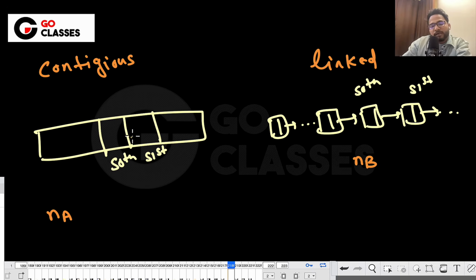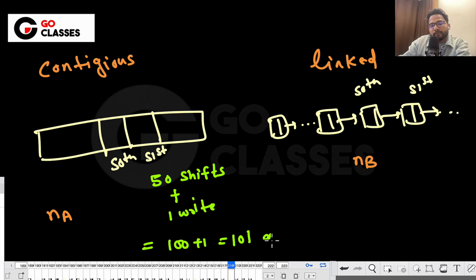If you want to insert it here in the contiguous file, then obviously you have to shift all of this. So 50 shifts are needed, which means 100 accesses, and then one write, because ultimately you have to write the new block. So you can say 100 plus 1, 101 accesses will be needed here. So NA is 101.